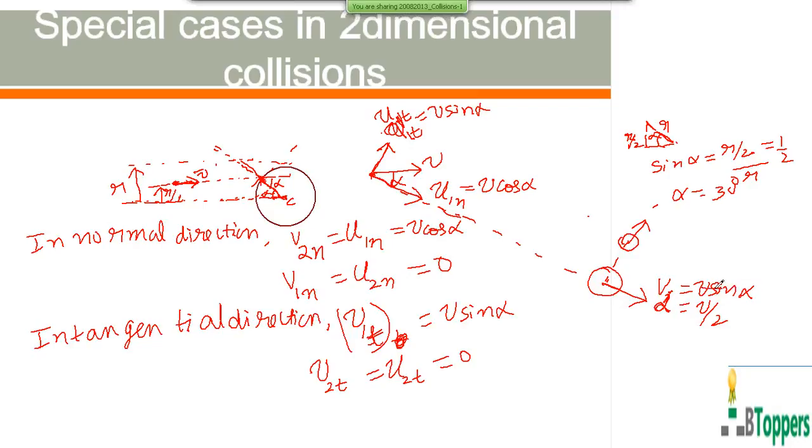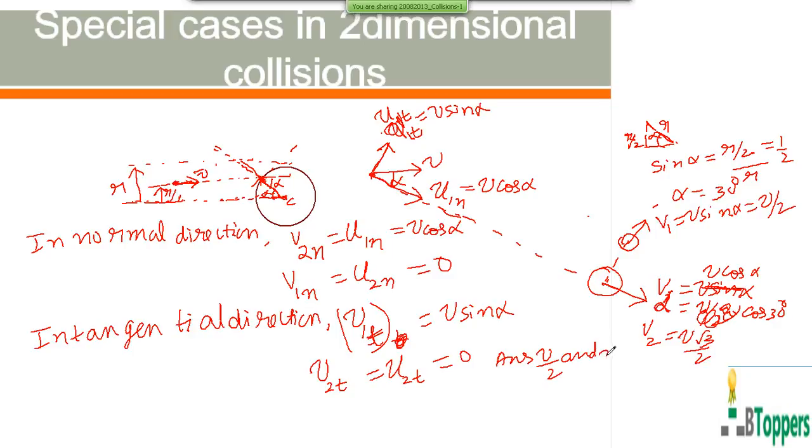This should be taken as v cos alpha. v2 is equal to v cos alpha, that is v cos 30 degrees. So v2 finally we can write as v root 3 by 2. And v1 is equal to v sin alpha. Sin alpha is 1 by 2, so v by 2. So finally the answers are v by 2 and v root 3 by 2.